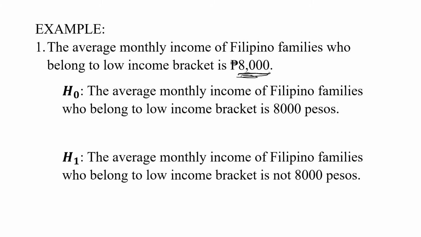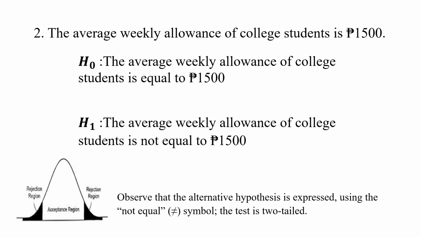Okay, so meaning in this example, yung ating null hypothesis or yung H sub 0, okay, so mean is equal to 8,000 pesos. Okay, so while the alternative hypothesis, H sub 1, okay, so yung mean is not equal to 8,000 pesos. Okay, so ganun lang. So meron na tayong null and alternative hypothesis. In the next example, the average weekly allowance of college students is 1,500. So, yung average daw is 1,500.